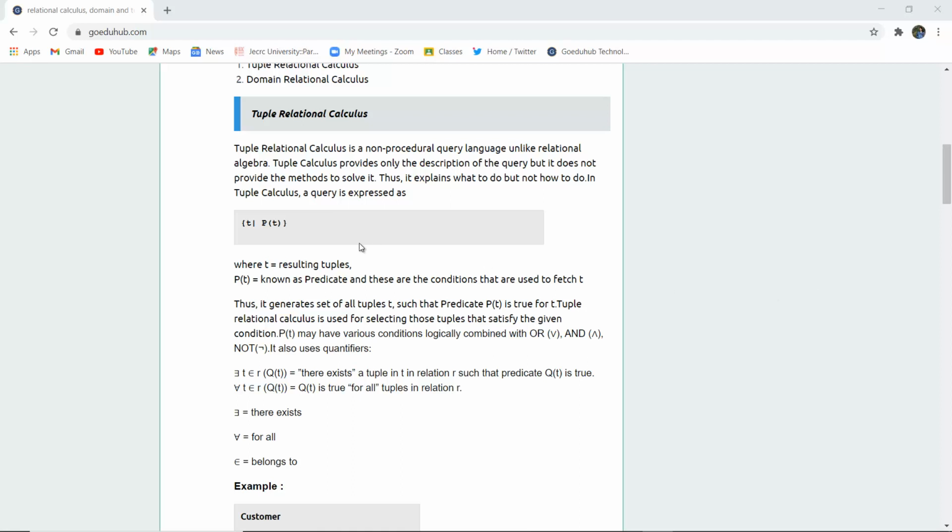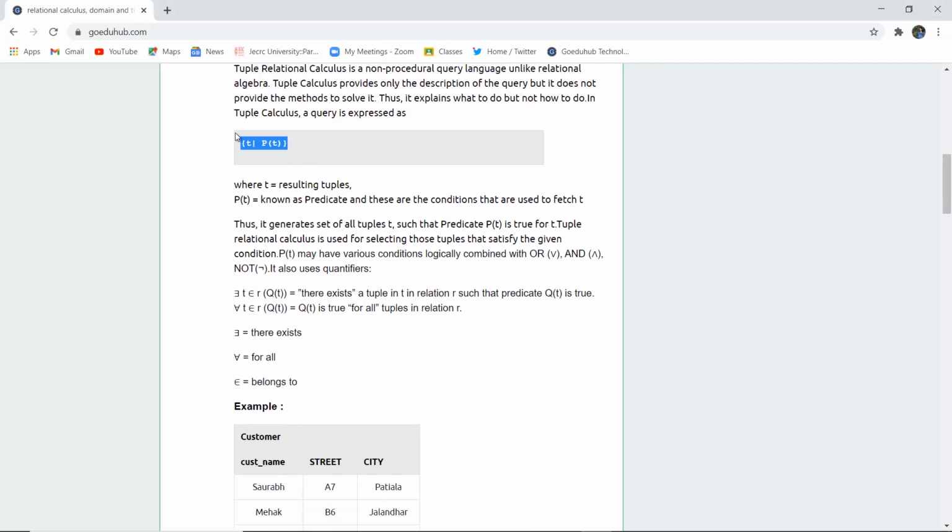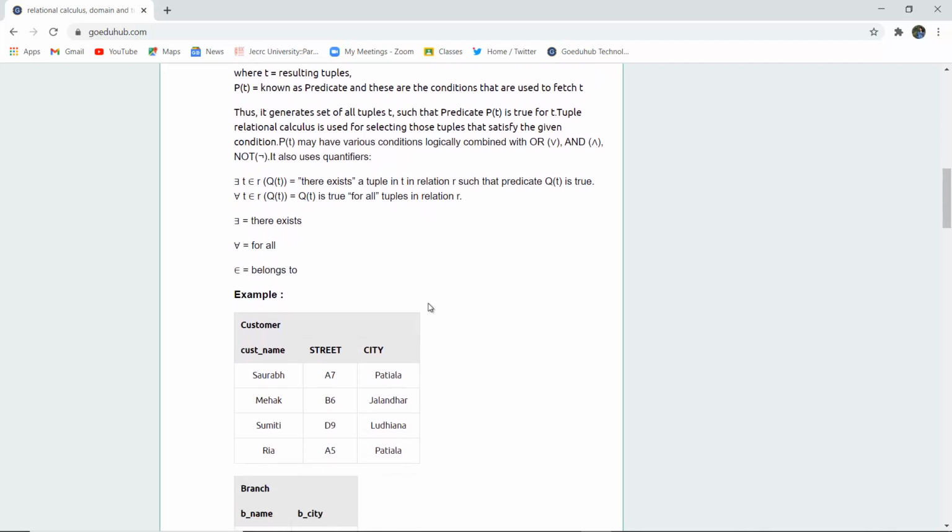In tuple calculus, a query is expressed in this kind of format. Here T is the resulting tuple and P(T) is the predicate or the condition that is used to fetch the tuple. Now there are several symbols: the inverted E, there exists; the inverted A, for all; and the belongs to symbol.